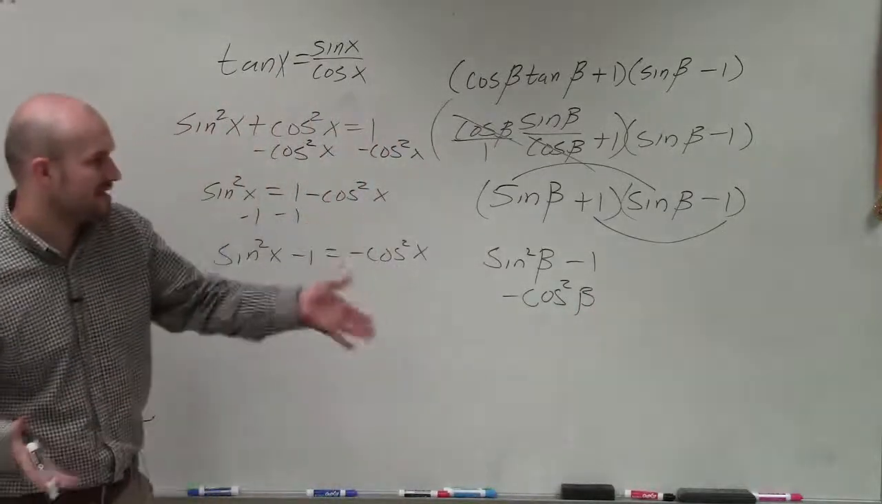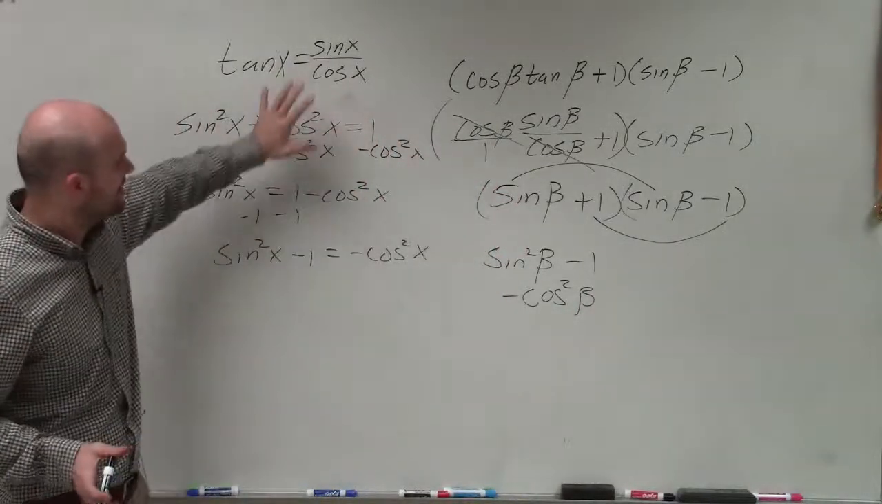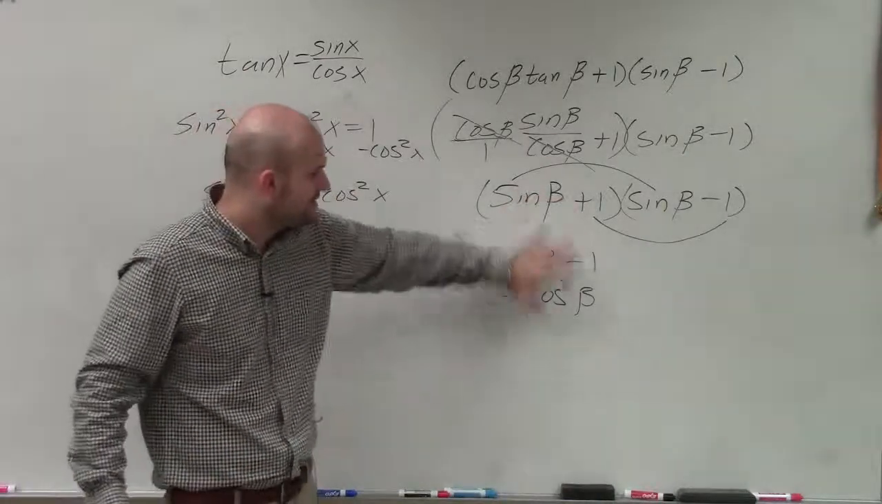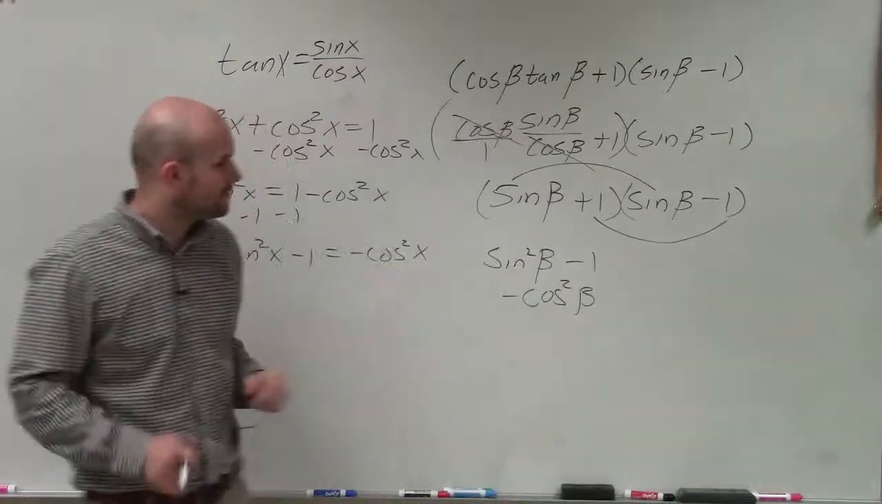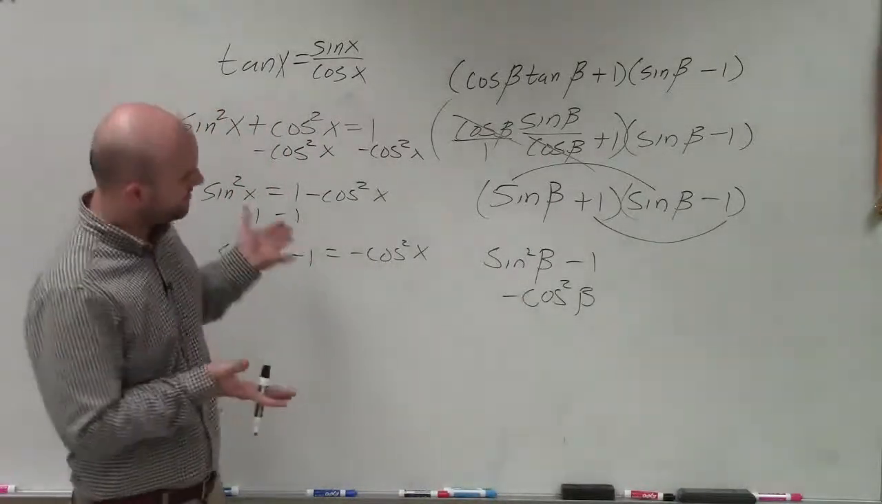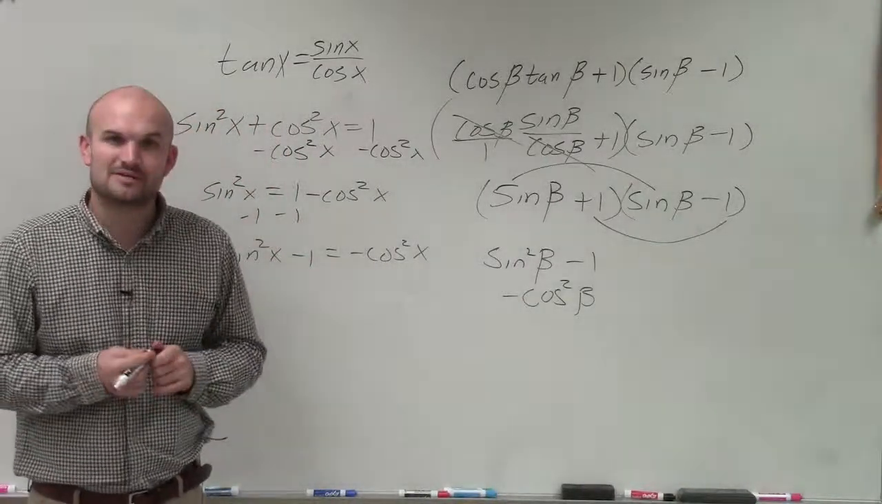And notice that it doesn't matter if I'm transferring from beta to x. I like using x because it's a lot easier and quicker than writing in beta, but you guys can see how the difference is that we're going to be working with that. So there you go, ladies and gentlemen. That is how you simplify that trigonometric expression.